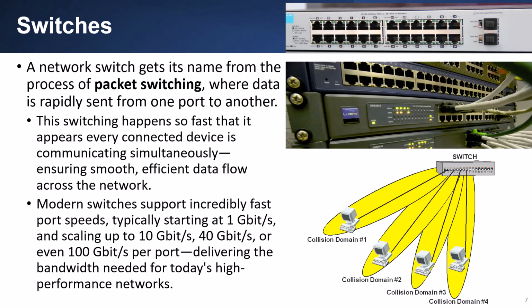A network switch gets its name from the process of packet switching, where data is rapidly sent from one port to another. This switching happens so fast that it appears every connected device is communicating simultaneously, ensuring smooth, efficient data flow across the network. Modern switches support incredibly fast port speeds, typically starting at 1 gigabit per second and scaling up to 10 gigabits, 40 gigabits, or even 100 gigabits per second per port, delivering the bandwidth needed for today's high-performance networks.